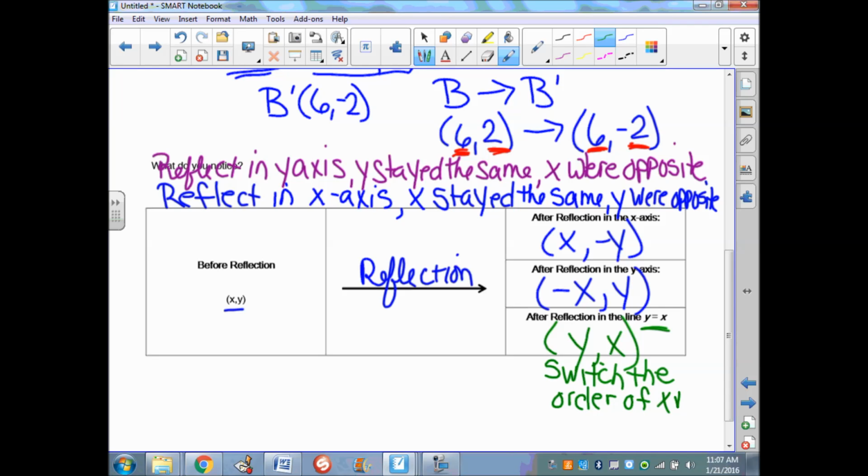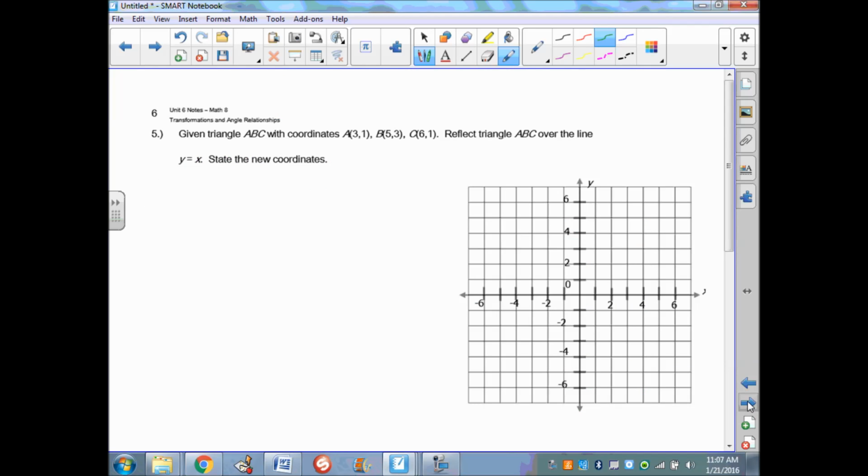of x and y. So let's go ahead and flip the page, and let's do a little practice with that. This one says, given a triangle ABC with our coordinates, let's plot those points and label them. Point A is 3, 1. Label it A. Point B is 5, 3. Make sure you label it B. And point C is 6, 1.